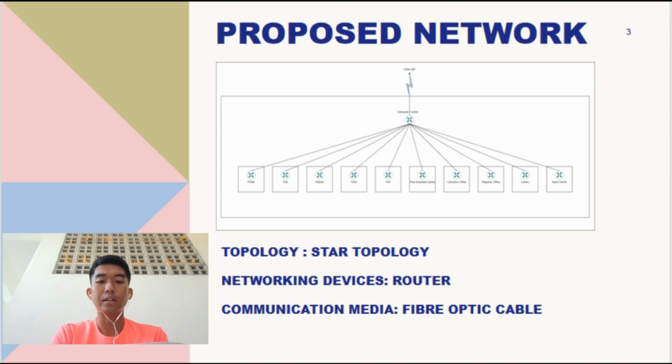The next part is about the networking devices. It is the router. We choose the router because it is an excellent device in connecting multiple devices within a network and facilitating connection between them. The last part is about the communication media. We choose the fiber optic cable because the first reason is it is faster and it has a higher bandwidth compared to the other traditional computer cable. It can cover very long data transmission without significant signal degradation.